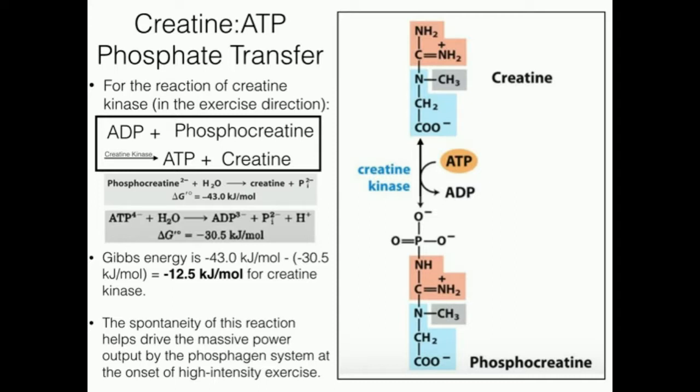Okay? And this reaction is termed the phosphagen system because creatine and phosphocreatine are the phosphagens. Okay, and also the fact that this delta G at equilibrium of creatine kinase is negative helps drive the spontaneity of this reaction, which is what helps to drive the power output that we see for the phosphagen system over glycolysis or oxidative phosphorylation. So this phosphagen system is the highest power output of any of the energy systems.